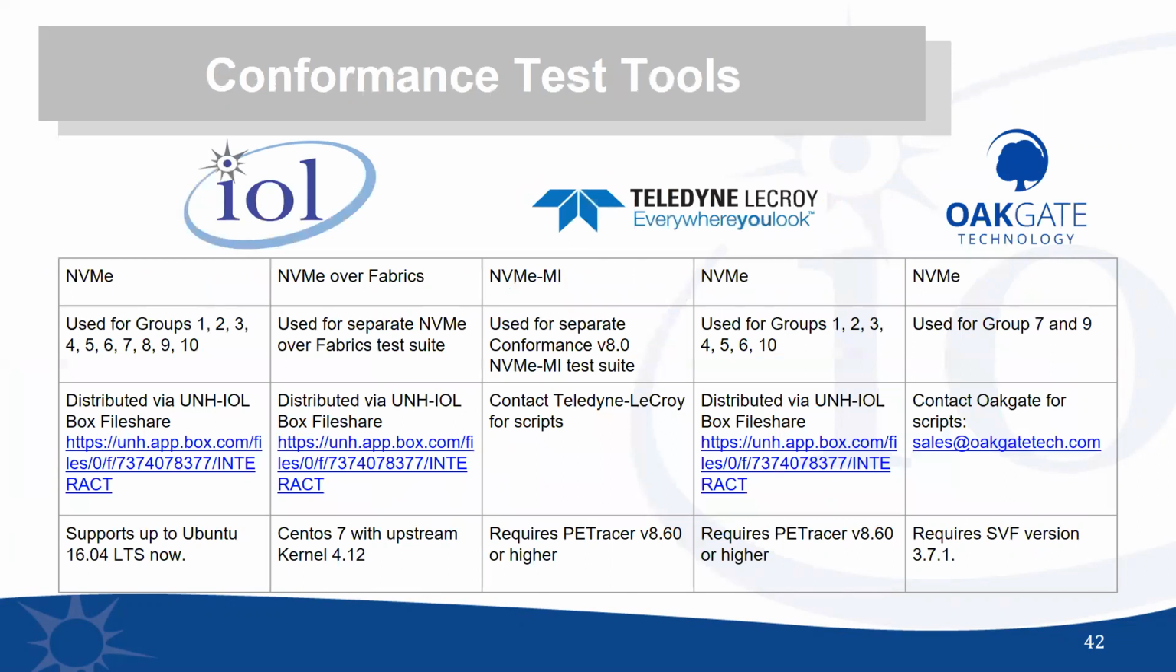This table is each of the tools that we will be using for the conformance testing. Both IOL INTERACT test tools are here, the test tools for MI, NVMe over Fabrics, and OGate's test tool. Each of the tests that require this tool is listed here, as well as where you can find it and the requirements in order to run this test tool.